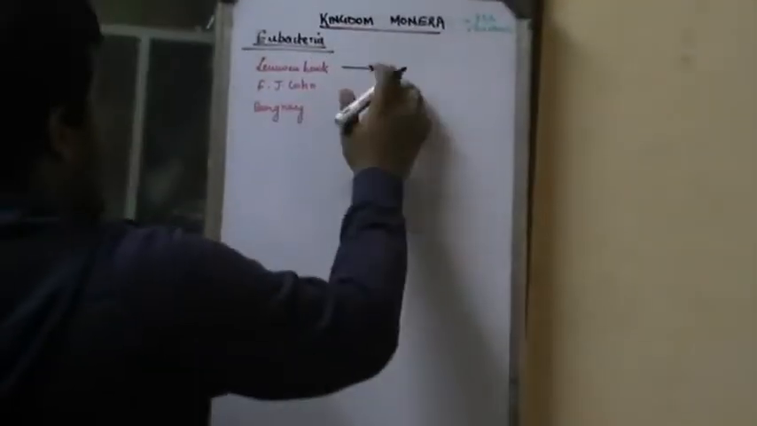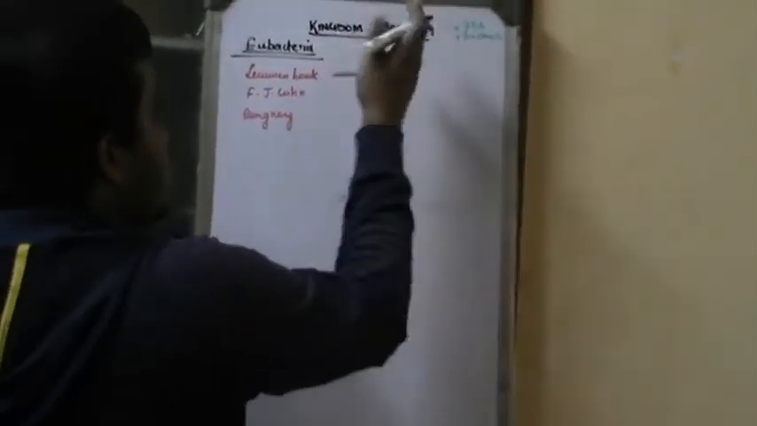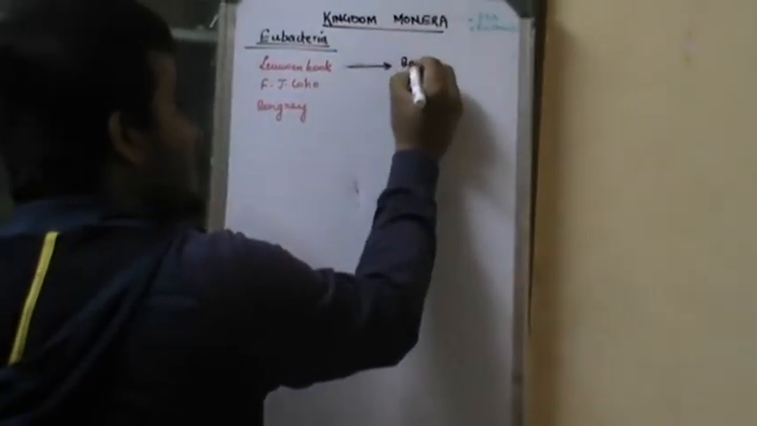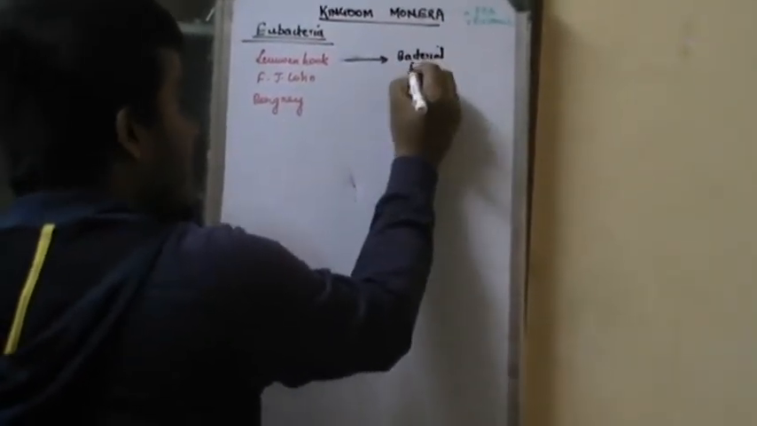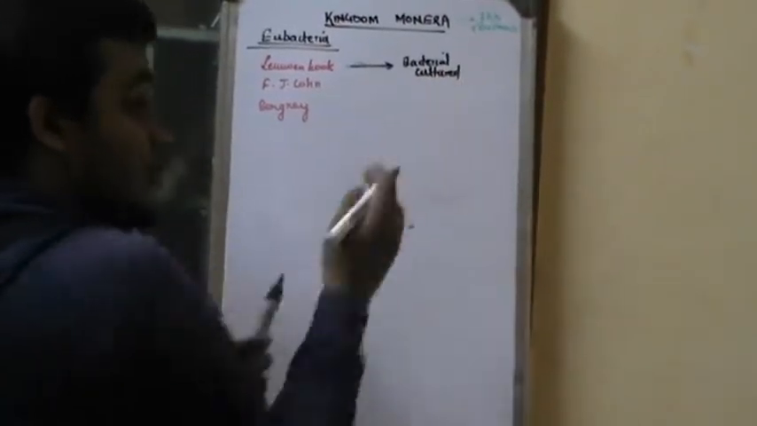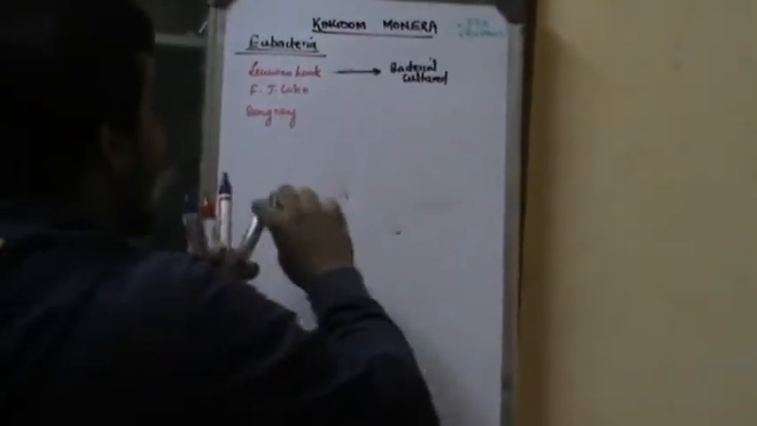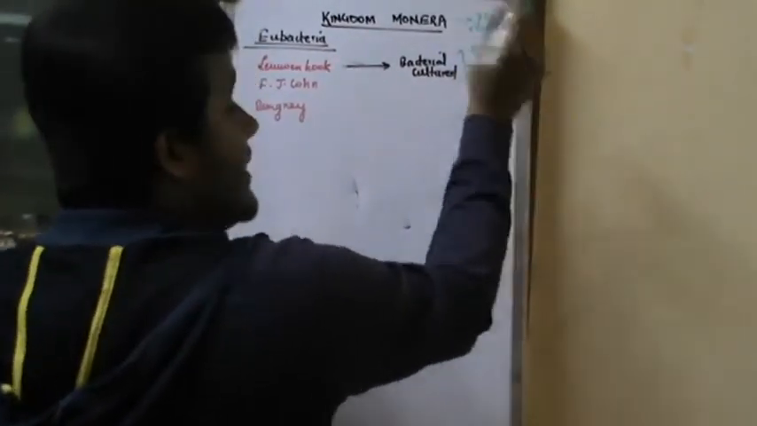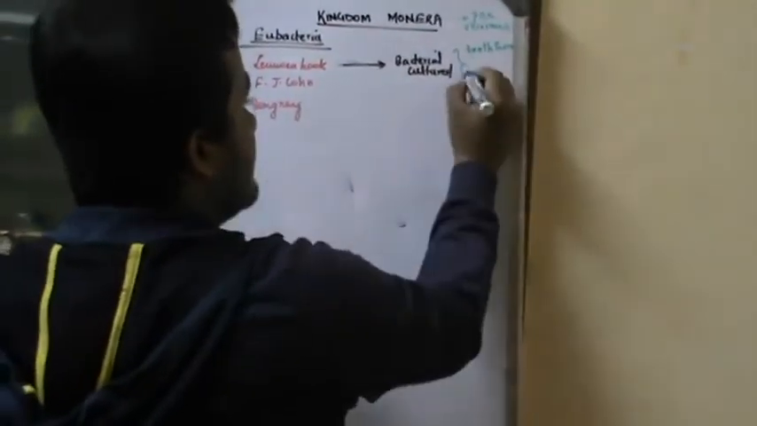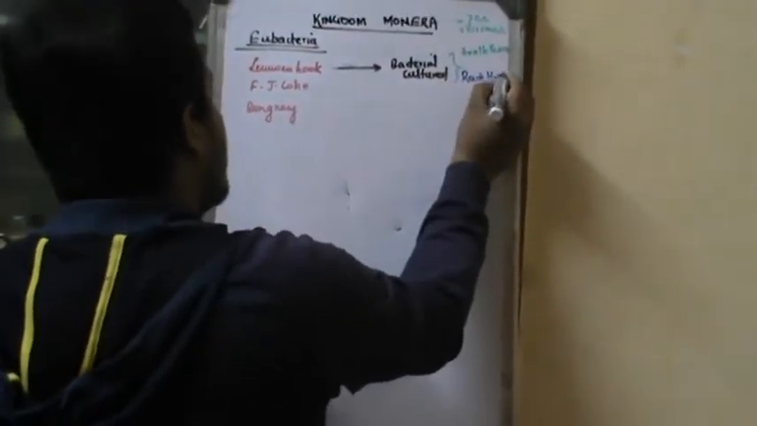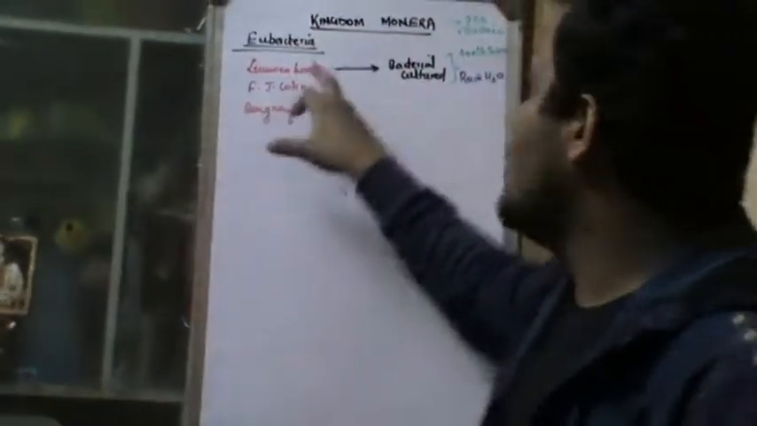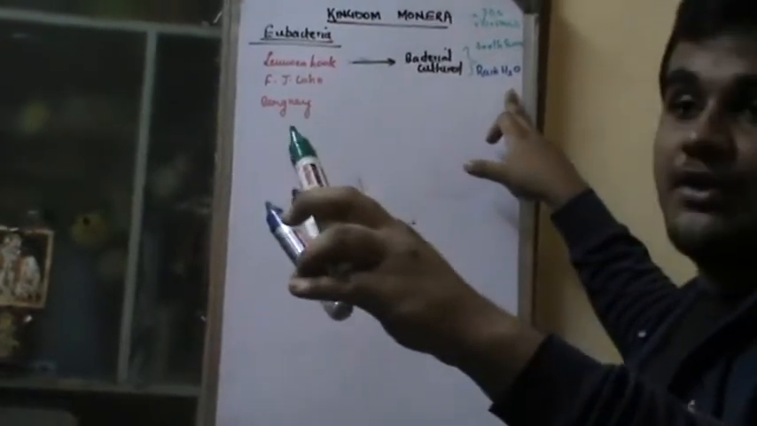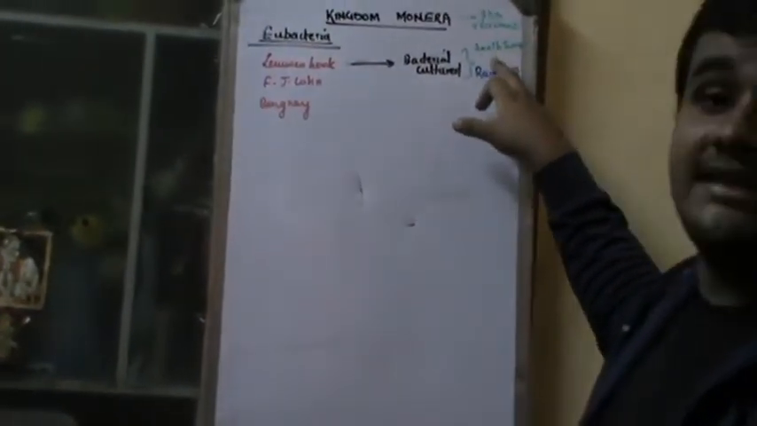Leeuwenhoek was the person who first discovered the bacterial culture. He told that there are some tiny organisms called bacteria present. Where did he show it? He showed it in teeth scum, but he observed it for the first time in rainwater. That is very important and confuses you a lot. So always remember, the person who discovered the bacteria was Leeuwenhoek. He observed it in rainwater and then proved their presence in the teeth scum.